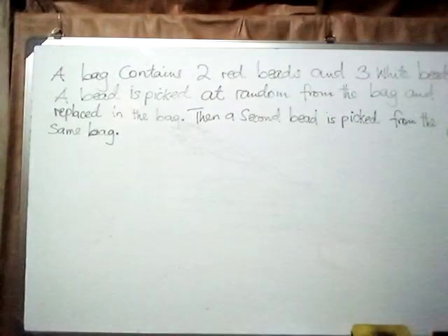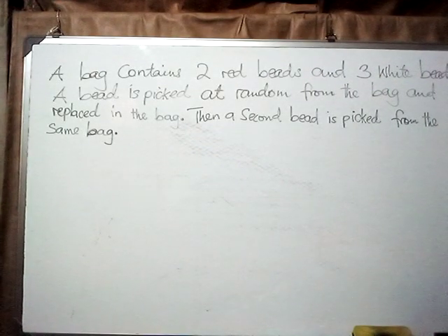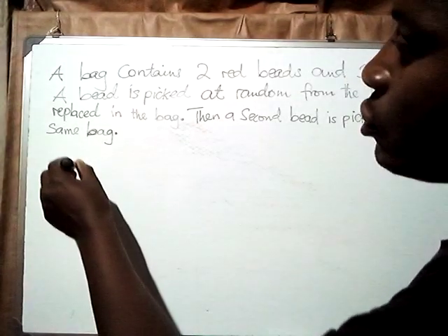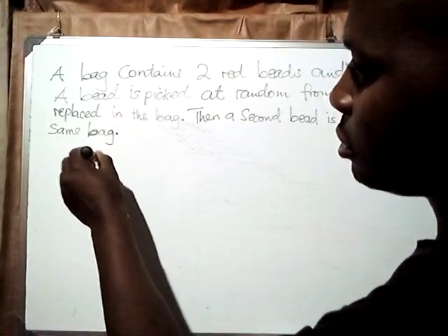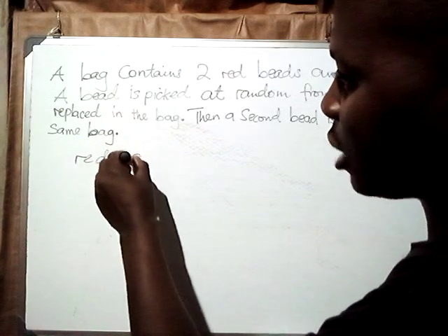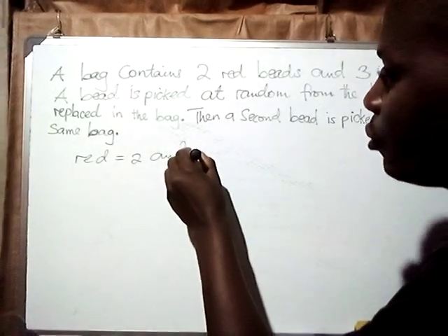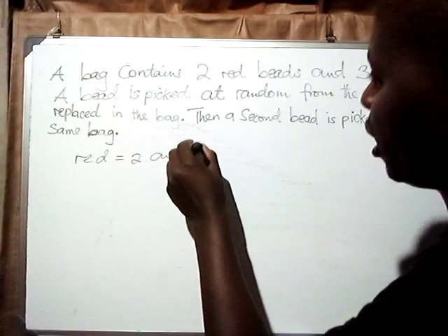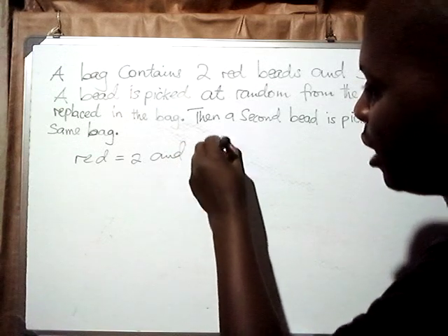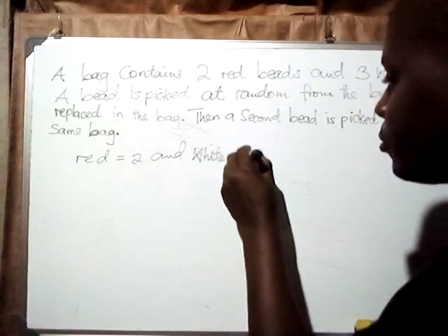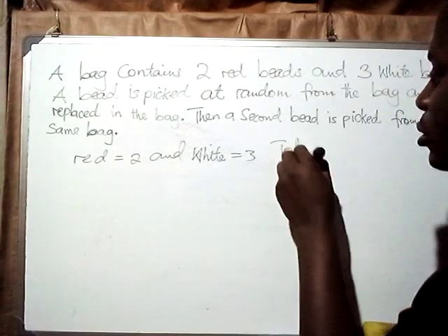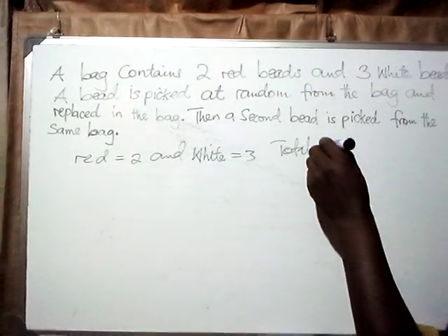So under probability, the first thing you need to do is to identify the events. In this question, we have red beads, which are 2, and we have white beads, which are 3. This means that the total of red and white is 5.